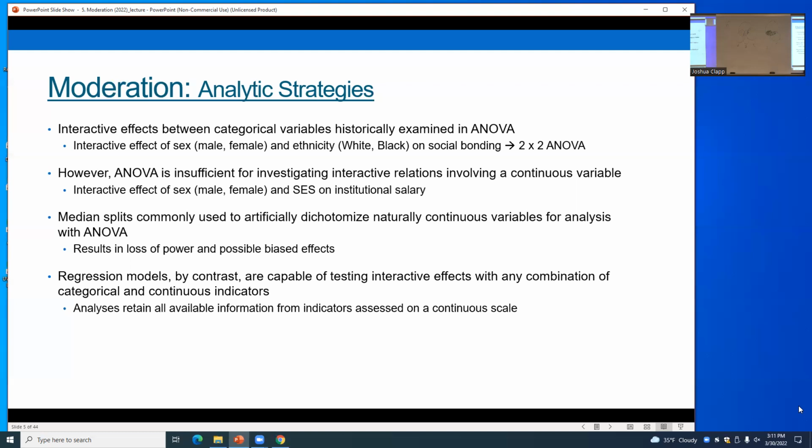And so nowadays it's going to be really hard if you have a continuous variable that you artificially median split for no reason, just because that's what I decided to do, because I could run an ANOVA model. It's probably not going to be well received by reviewers, because there's a better way to do it and there's no reason not to. Yeah.